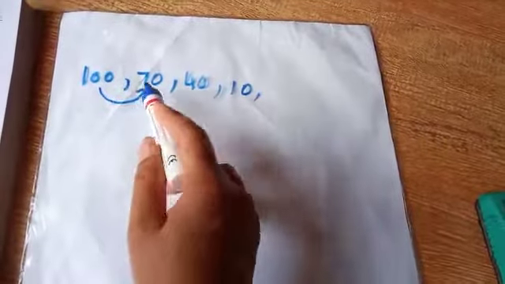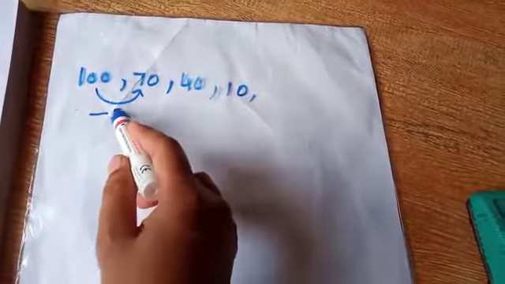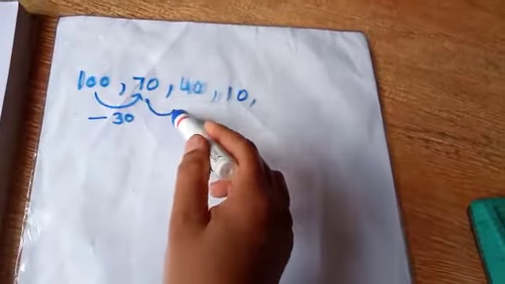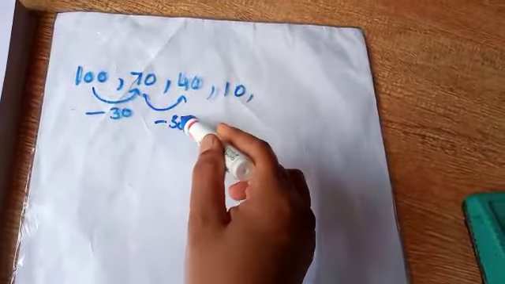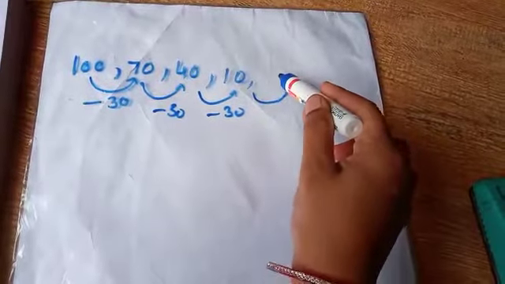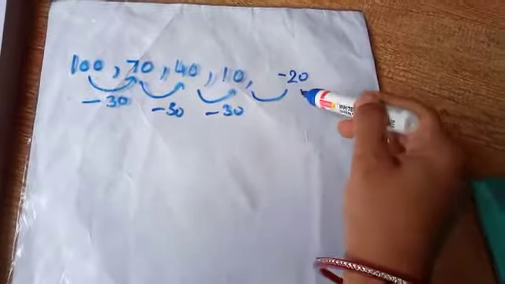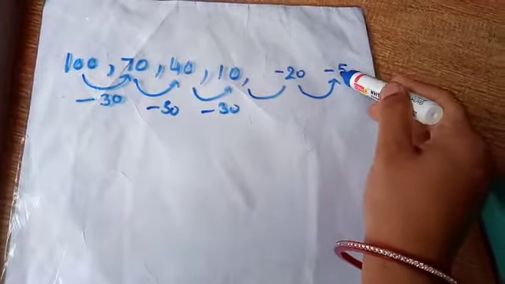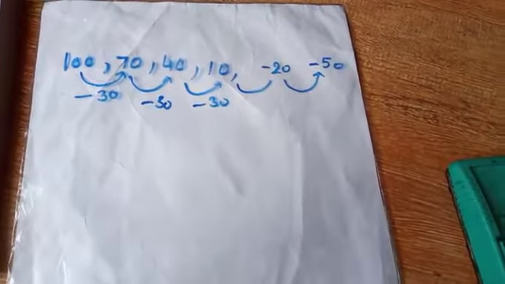What I am actually doing here is subtracting 30, then again subtracting 30, then again subtracting 30. Now what will be the next number? It will be minus 20. Then what will be the next number? It will be minus 50. So this is what I am doing here.